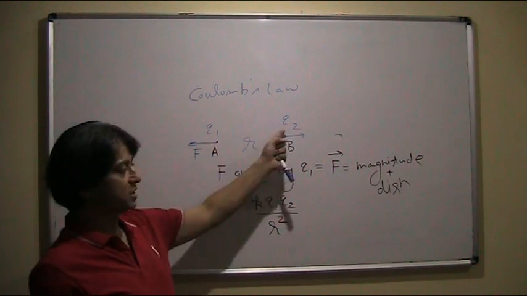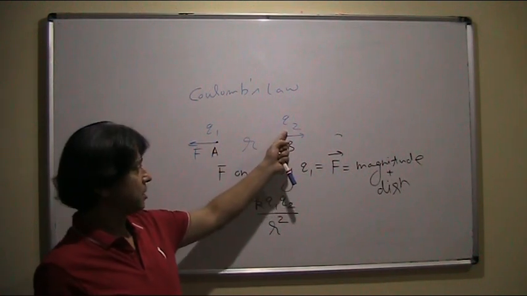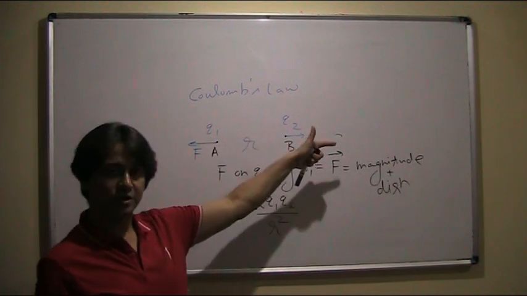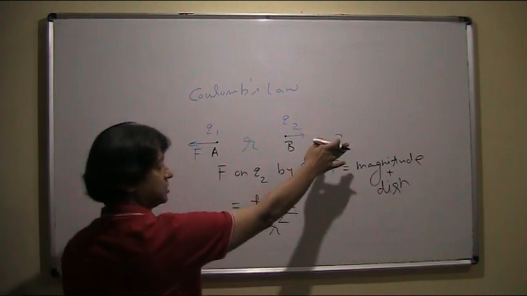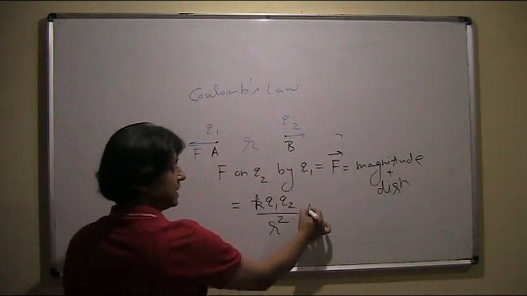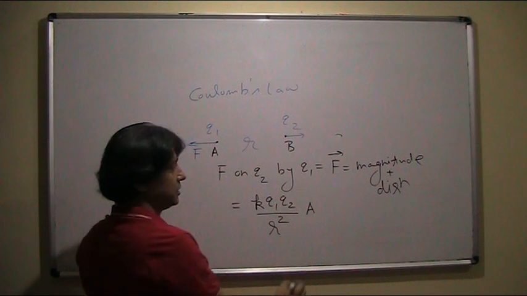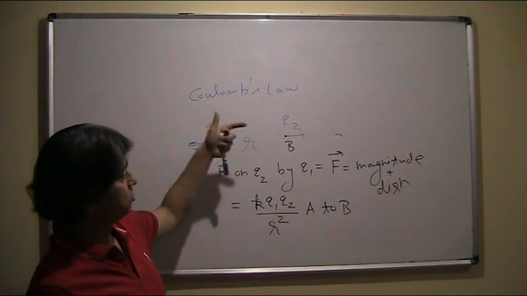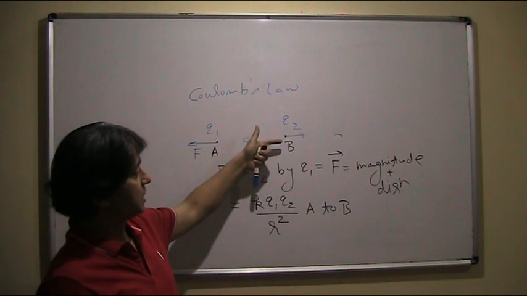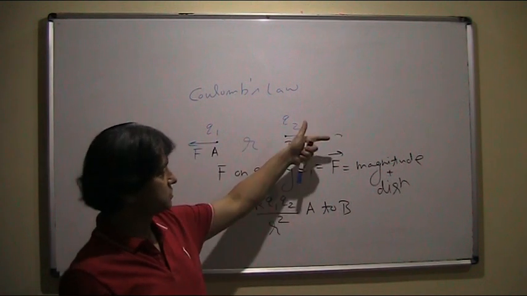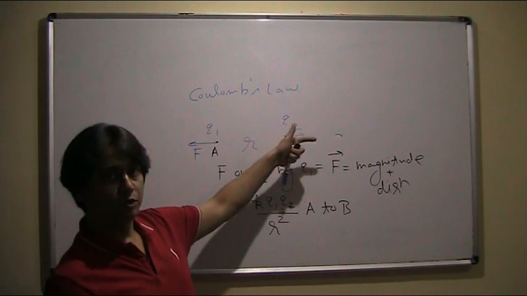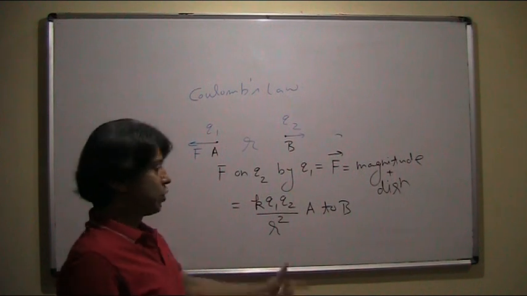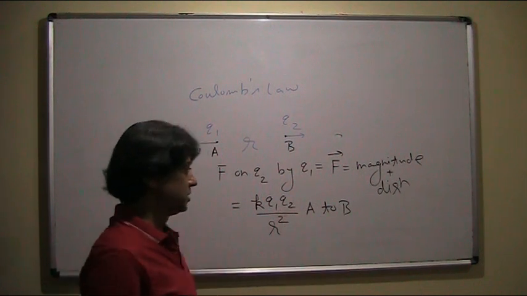Now assuming both charges are positive, we can see that Q1 will repel Q2 in this direction. Now this direction is given by A to B. Q2 experiences a force away from Q1 and is given by A to B. But we don't write like A to B.